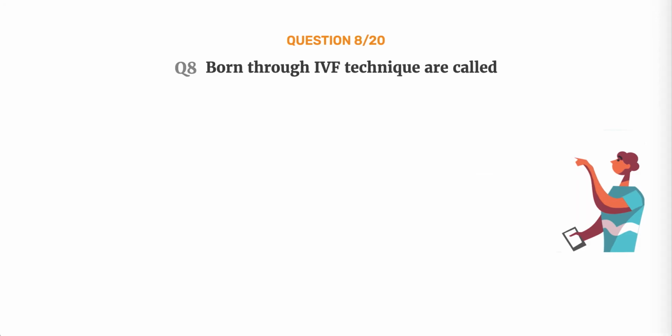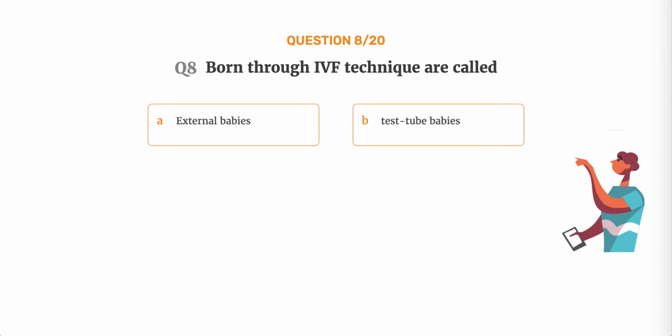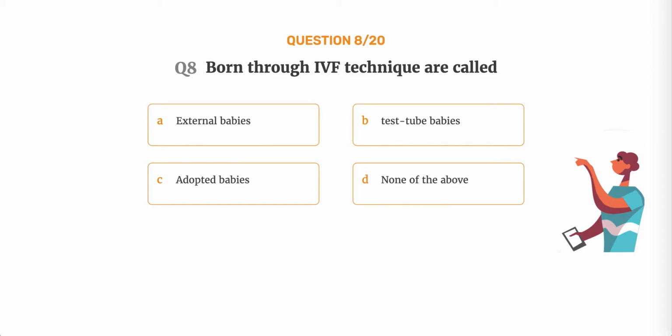Question number 8. Born through IVF technique are called. Option A, external babies. Option B, test tube babies. Option C, adopted babies. Option D, none of the above.